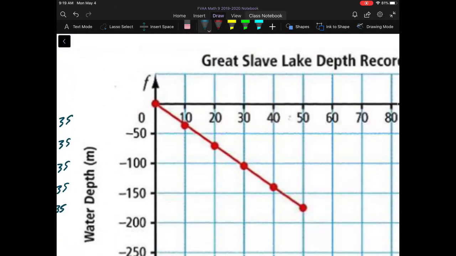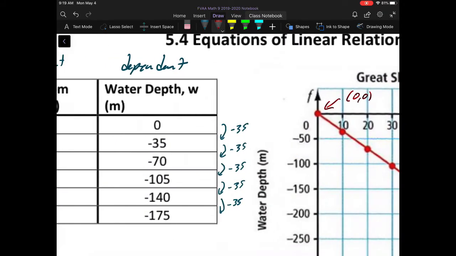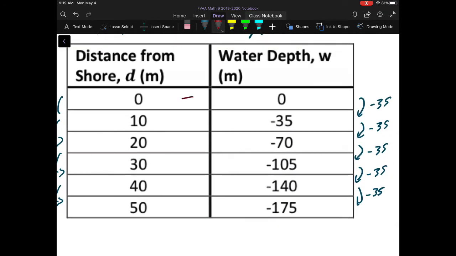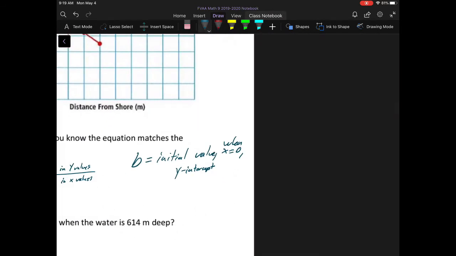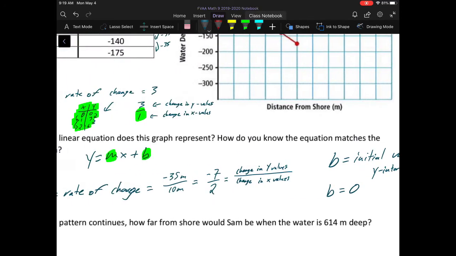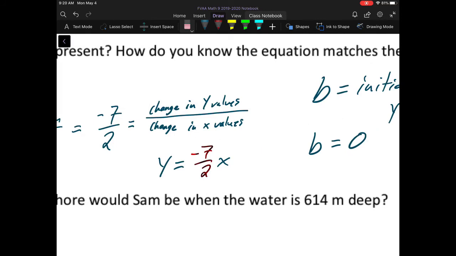And so here, they're all here. The y-intercept is right here, which is when x is equal to 0. We have a y-intercept of (0, 0), which matches what we have in the table here. When x is equal to 0, y is equal to 0. So we would have a b value of 0. So my equation for the line would be y is equal to negative 7 over 2 x plus 0. And of course, that plus 0 isn't necessary, so this would be the equation of our line, based on the graph.